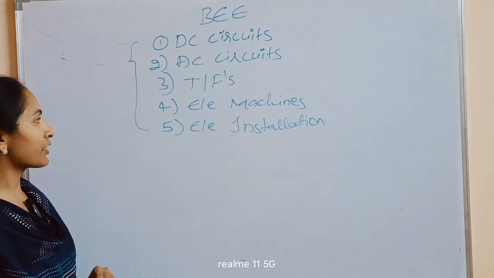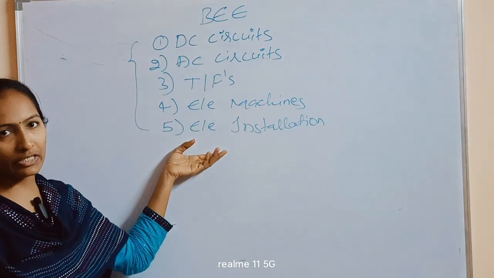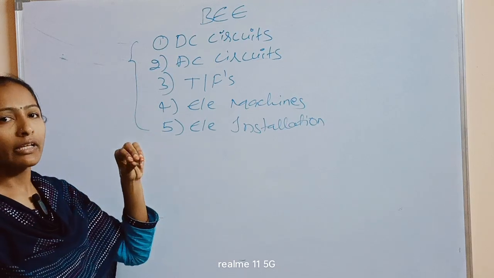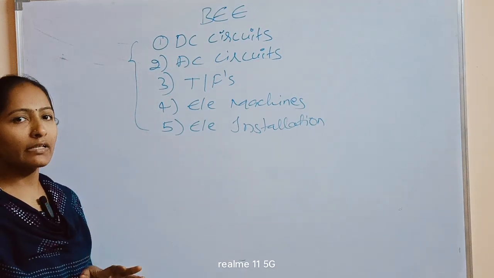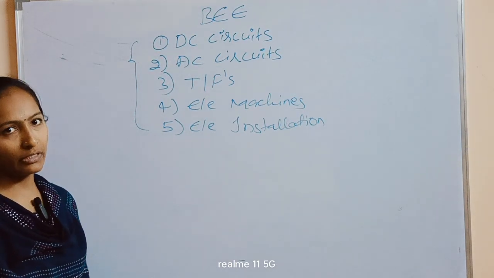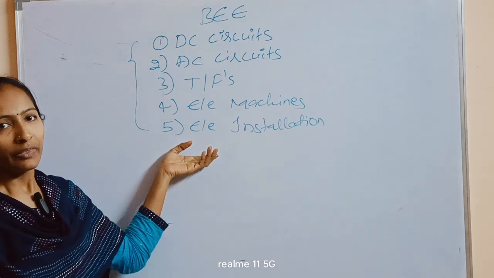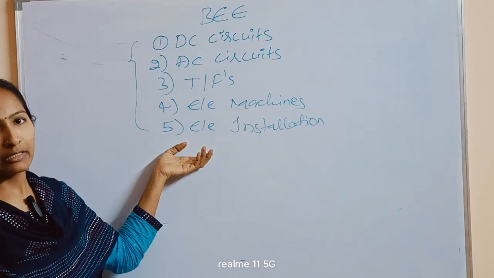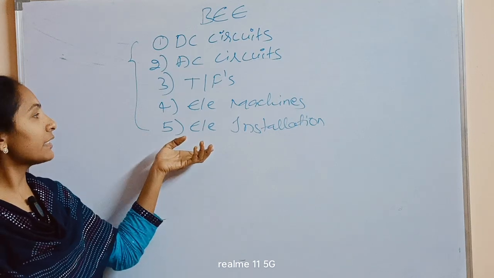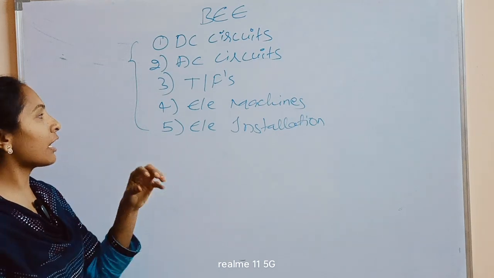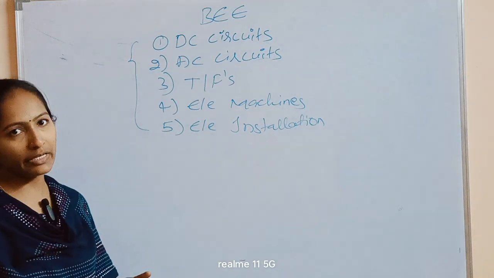Now coming to electrical installation: how to give an installation for industrial applications as well as home applications. Those are small switch fused unit, MCBs, ELCB, circuit breakers, earthing. These are all the basic informative topics included in the electrical installation.